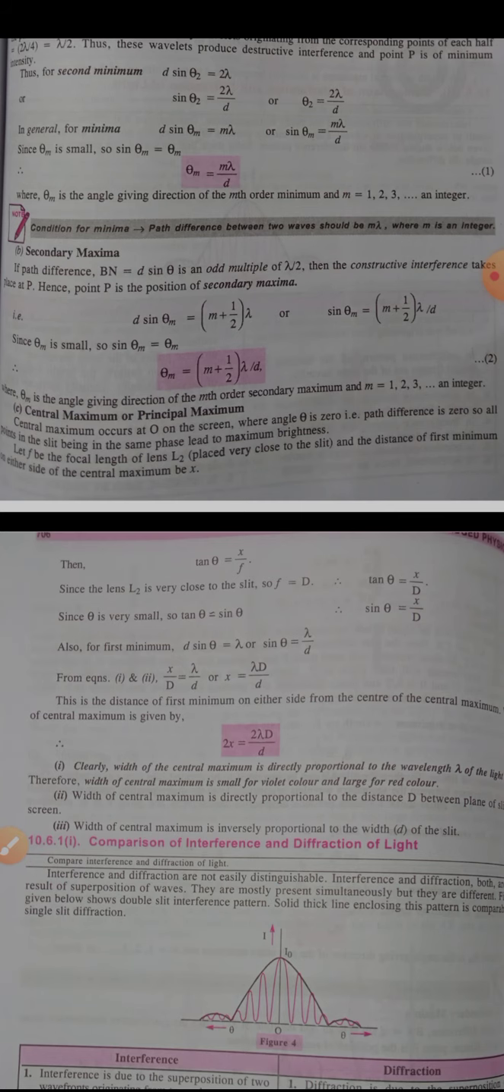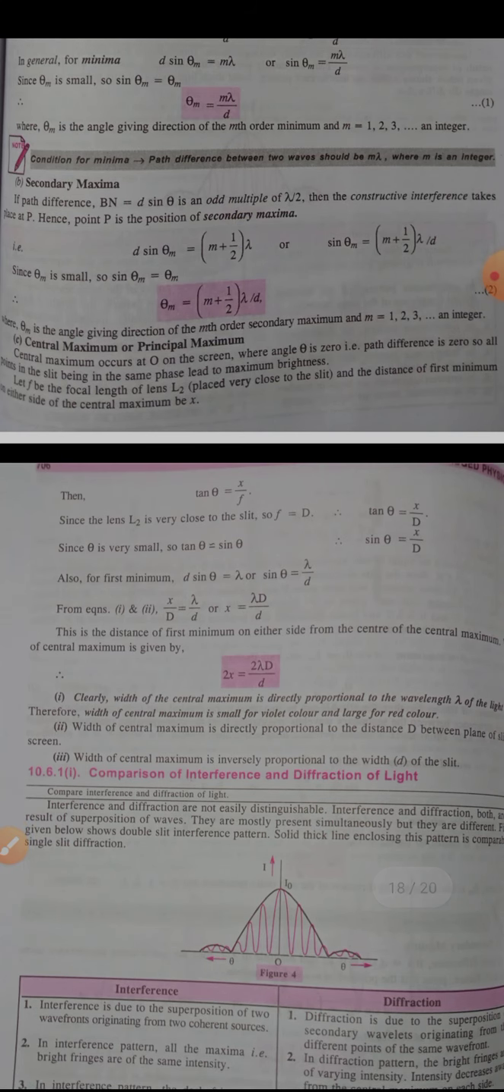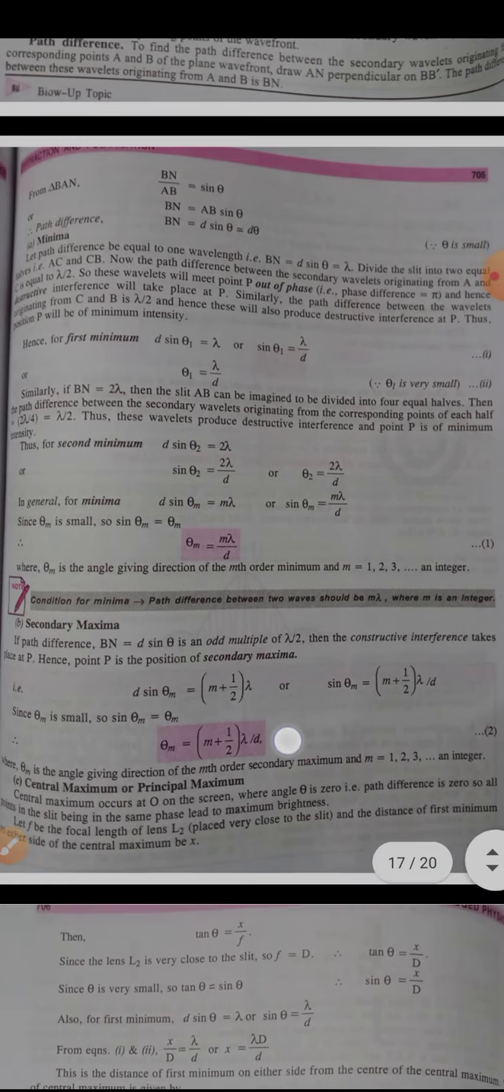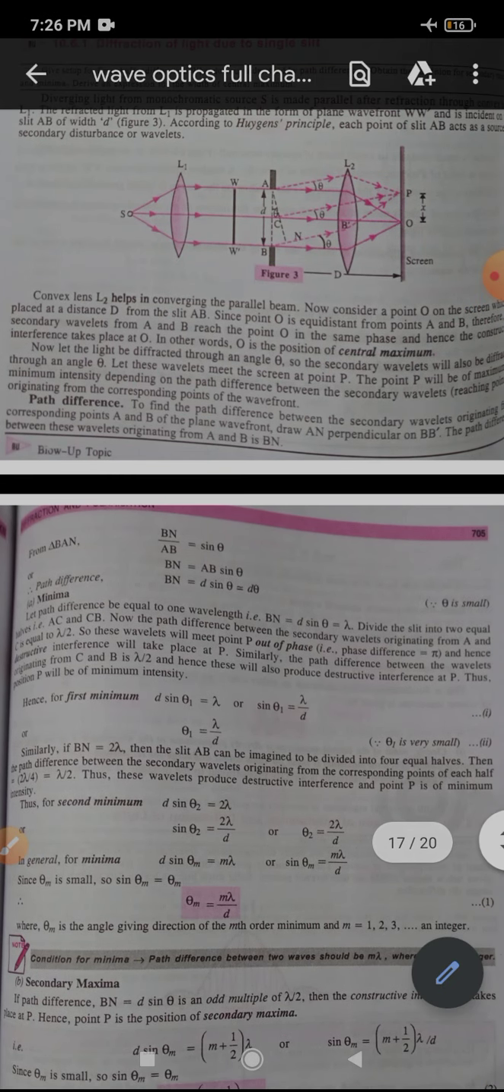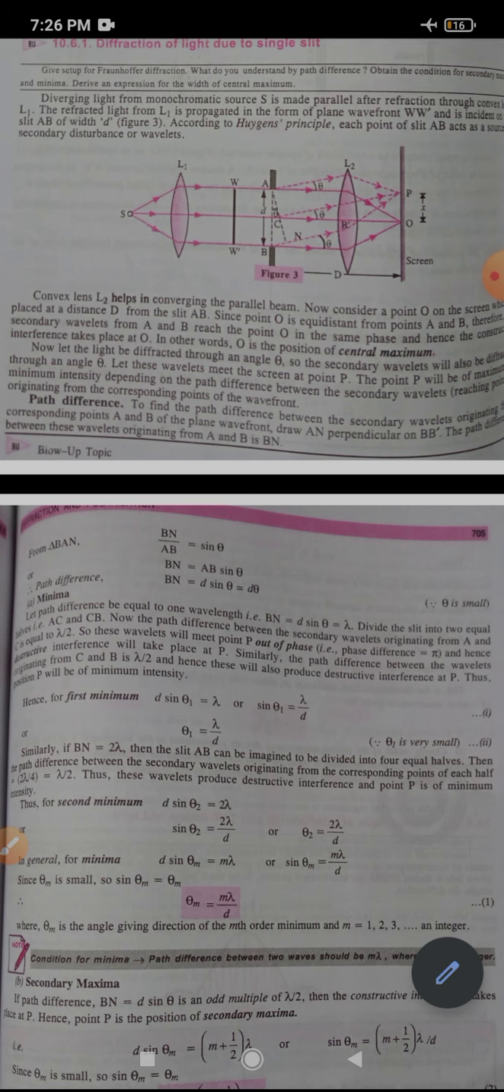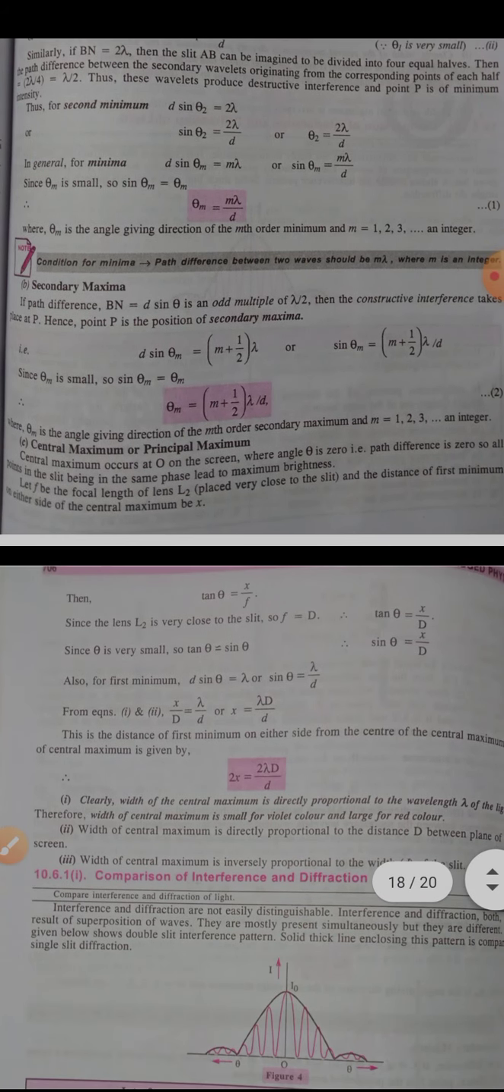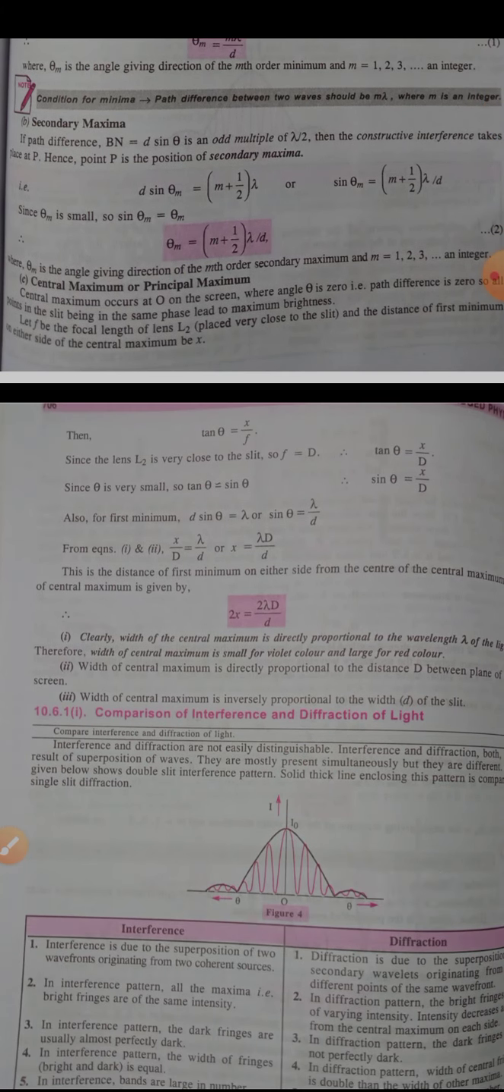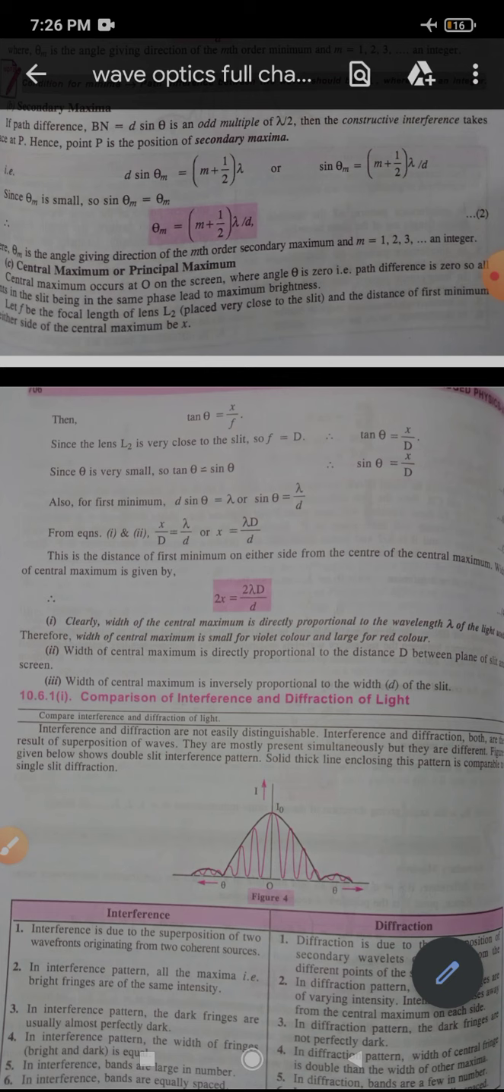And this was with respect to secondary maximum. Next we have the central maximum, or principal maximum. This point O, initially it was a central maximum. Now we have changed the angle theta. So where will the central maximum be? Now we will see that. The central maximum occurs at O on the screen, where angle theta is 0.